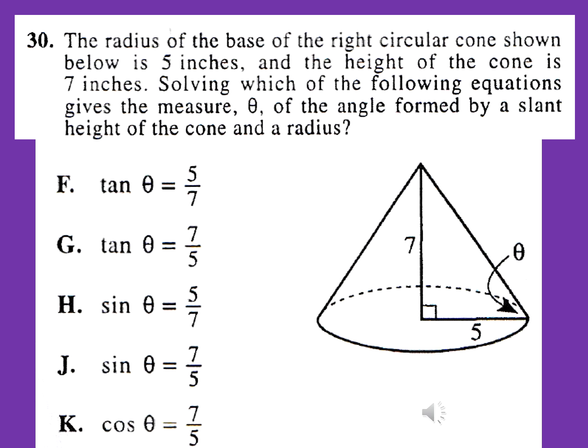And now we come to number 30, which is the last question in part 2 of these series of videos. And it says the radius of the base of the right circular cone shown below is 5 inches, and the height of the cone is 7 inches. Solving which of the following equations gives the measure theta of the angle formed by the slant height of the cone and a radius? And we have choices of tangent of theta equals 5/7, tangent equals 7/5, sine is 5/7, sine is 7/5, or cosine is 7/5.